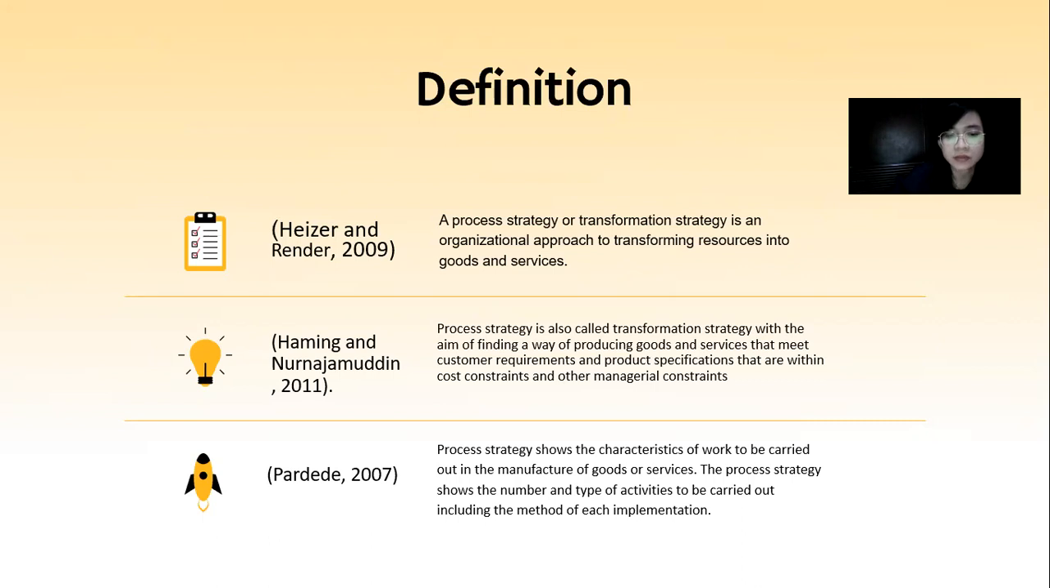According to Pardede 2007, process strategy shows the characteristics of work to be carried out in the manufacture of goods or services. The process strategy shows the number and type of activities to be carried out, including the method of each implementation.